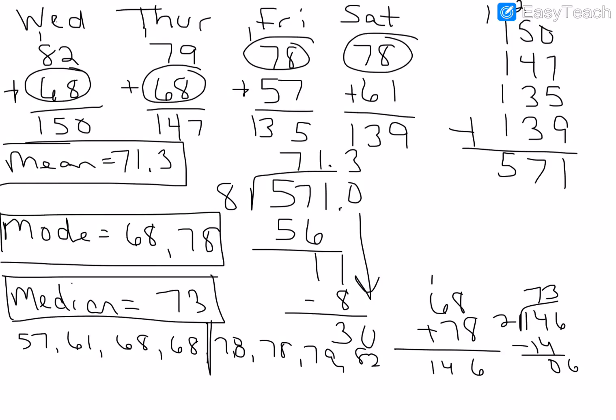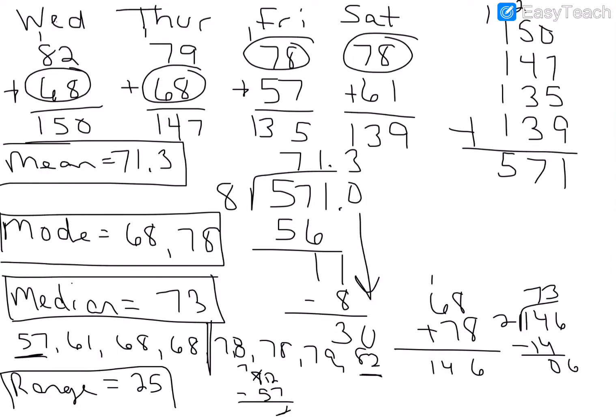And then the last thing is the range. And the range is the largest number subtracting the smallest number. Okay, so 82 minus 57. It's going to be 25. My range is 25 degrees.